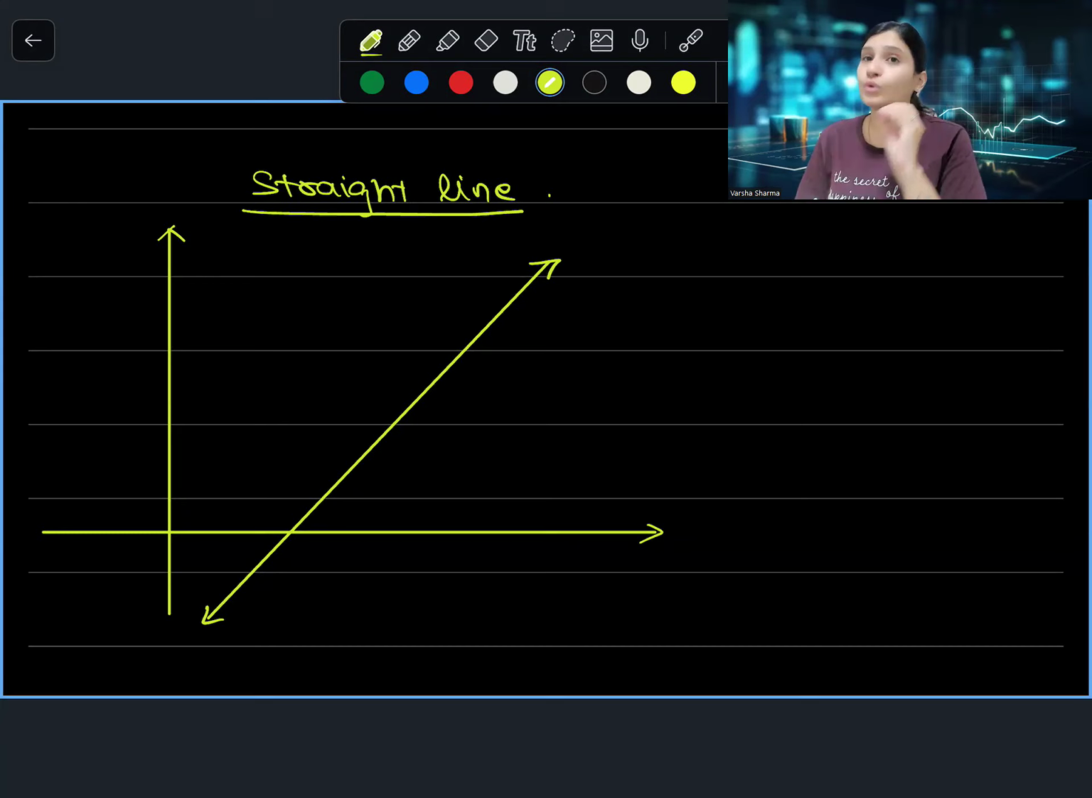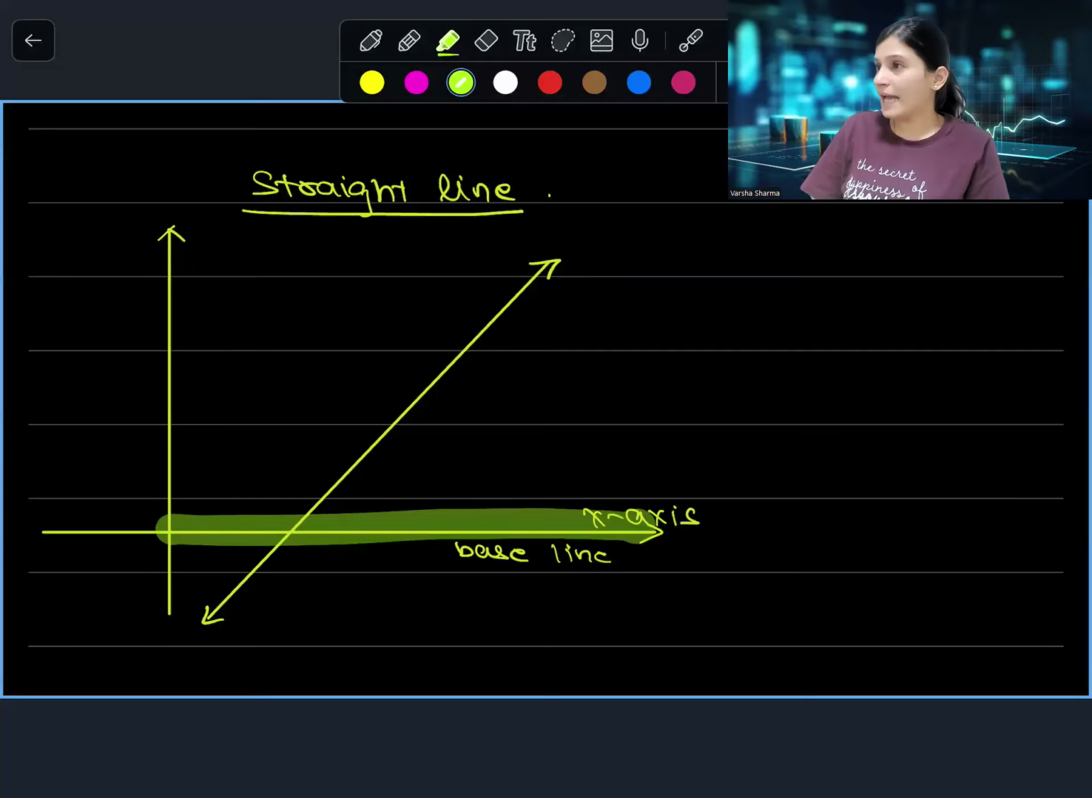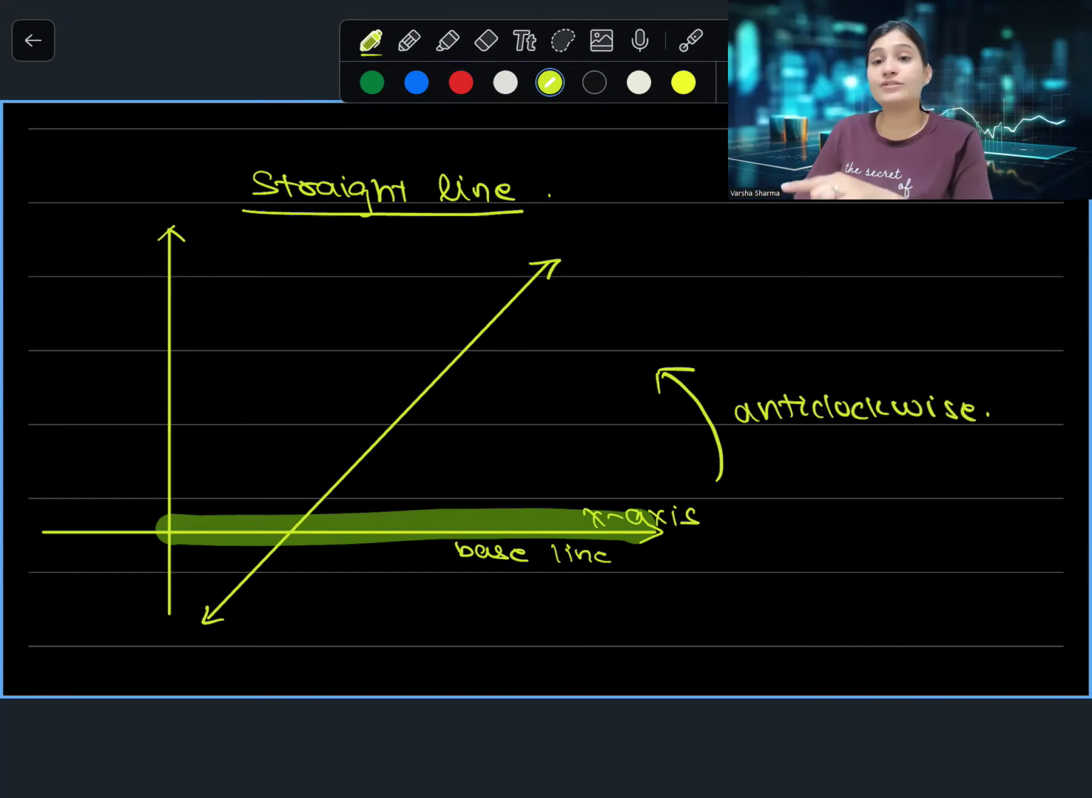Now in maths, there is a rule. You always measure the angle with the positive side of x-axis. This is your baseline. And the angles will always be measured in the anti-clockwise direction. That is why whenever in the Cartesian plane also we are naming the quadrant, we name as first, second, third, and fourth in the anti-clockwise order. So everything in maths is done in an anti-clockwise order.